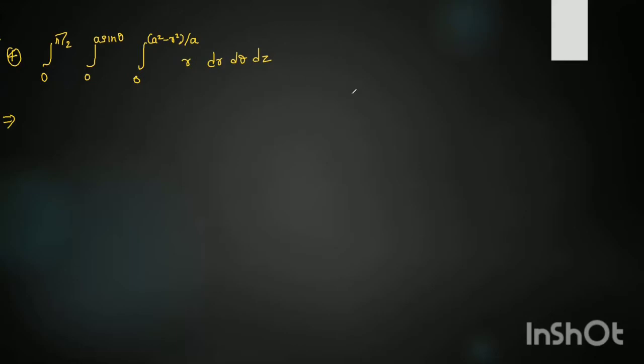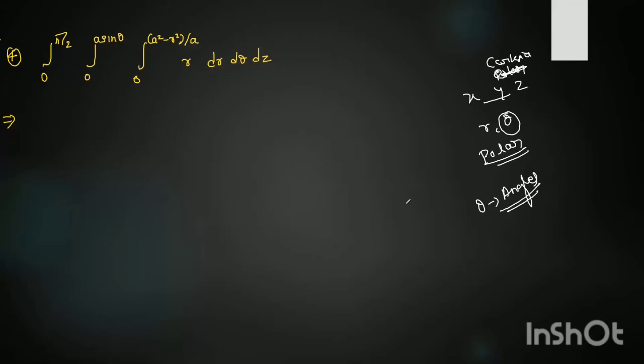Okay. See, whenever we use x, y, z, these are Cartesian. And whenever r and theta come, it is polar. Where theta represents what? What does theta represent in polar form? Angle. Yes, always theta represents an angle. So in these three integrals, what is the angle limit? 0 to pi by 2, angle. 0 to pi by 2.